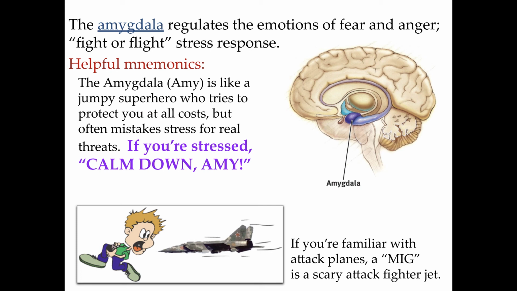The amygdala regulates the emotions of fear and anger, and like I said already, it's responsible for our fight or flight response. So when we get anxious, when our palms start to sweat, when we start to get that funny feeling in our stomach, we start shaking when we're nervous, that's all a product of Amy, the amygdala. A mnemonic: Amy is like the jumpy superhero who tries to protect you at all costs, but often mistakes stress for real threats. So if you're stressed, calm down, Amy, is what you should say.